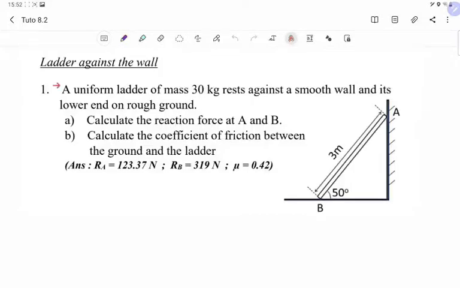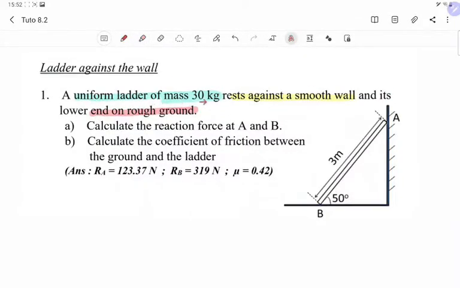Okay, let's look at example 1. A ladder against the wall. A uniform ladder of mass 30 kg. So given this is the mass of the ladder, this ladder rests against a smooth wall. Okay, so the keyword here is smooth wall, and then its lower end on rough ground.